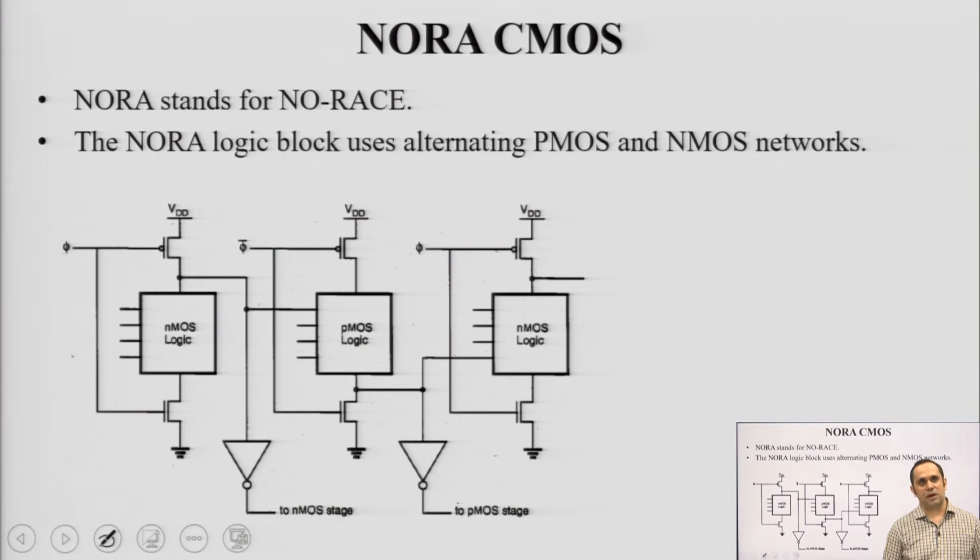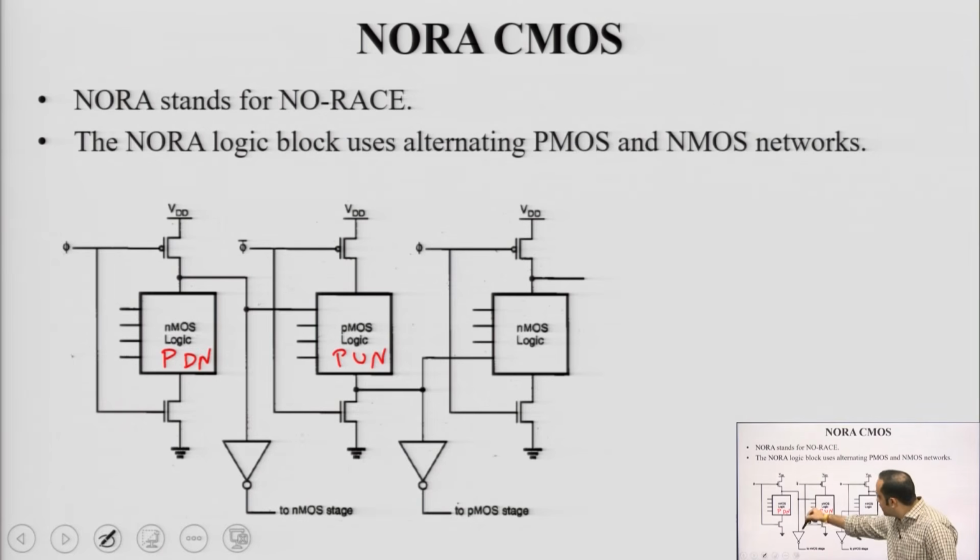because the way they are connected is quite similar. So, a typical NORA logic block will have an NMOS logic circuit, which is also known as a pull down circuit. The output of this pull down circuit acts as input to another PMOS logic circuit. Here it is known as a pull up network, right. The output from here acts as input to another NMOS logic circuit.